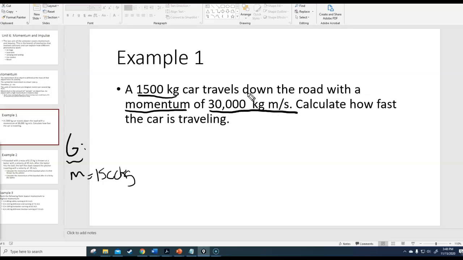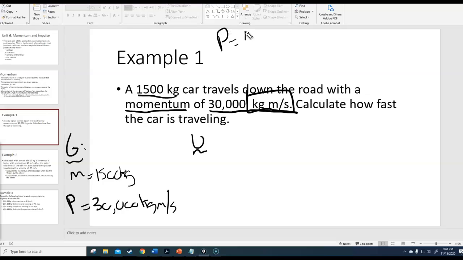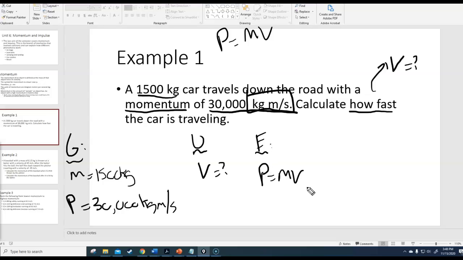We could also figure that out by looking at the units, because kilogram meters per second is the unit for momentum. So my other given here is p equals 30,000 kilogram meters per second. Now, momentum is mass times velocity. So the question how fast is always asking about velocity. That's going to be our unknown. And of course, this is just a very, very basic example, but I just want you to see what it looks like.